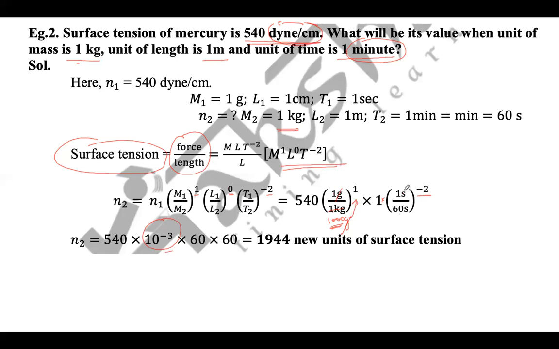So when you take it to the numerator, this will be 60 raised to the power 2, or 60 into 60. है ना? आ रहा समझ में आप लोगों को? So now when you calculate everything, see this 0 and this 0 gets cancelled with 10 to the power minus 3. We have 54 into 6 into 6. So this is 1944 new units of surface tension. So this is the conversion.